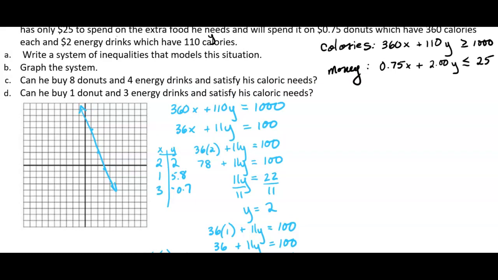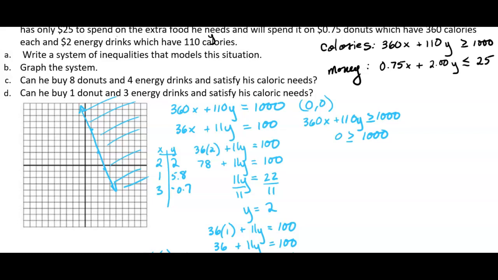Now, if you put in 0, 0, is that going to work? I ran out of room, but 0, 0. And we're using this inequality, 360x plus 110y has to be greater than or equal to 1,000. So 0 is not going to work, right? 0 is not greater than 1,000. So it's got to be over here. He's got to have at least 1,000 calories. So points over there are combinations of donuts and energy drinks. Okay, now we'll go to the other one and try to graph that.